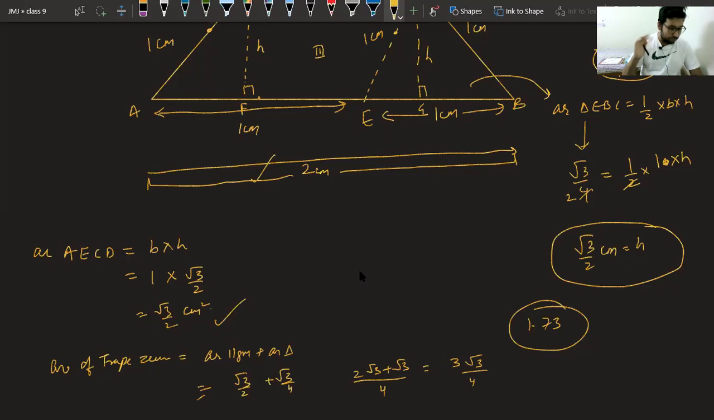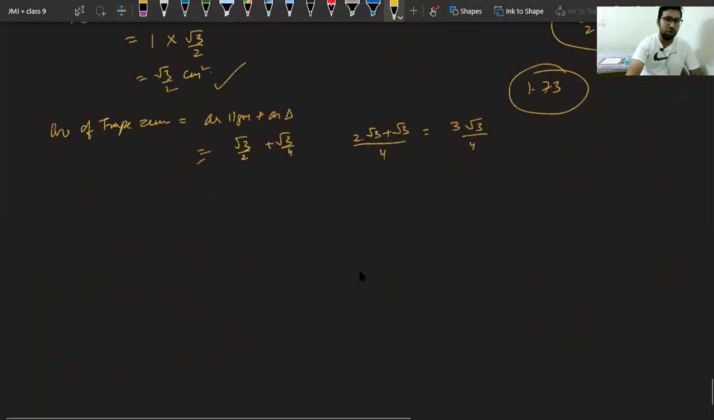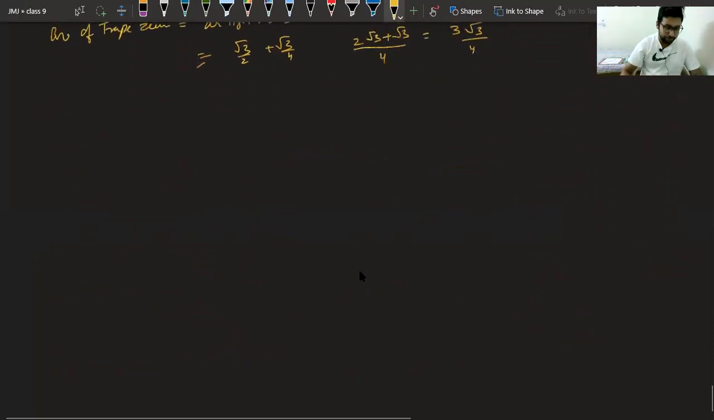Now, question number 4 is also a good question. Sir, is there any direct formula for quadrilateral? No, beta. No formula for quadrilateral. We have to take two triangles only in the case of quadrilateral. For parallelogram, we have the formula base into height. For quadrilateral, we don't have any formula because the shape is not fixed. Quadrilateral can have any shape.